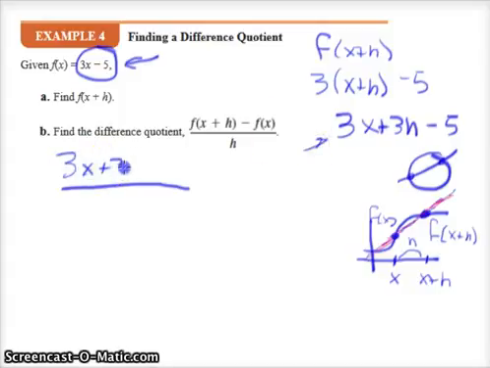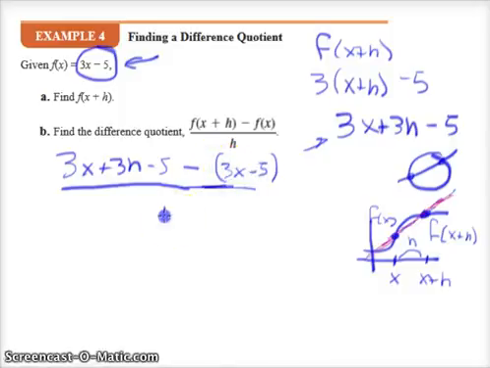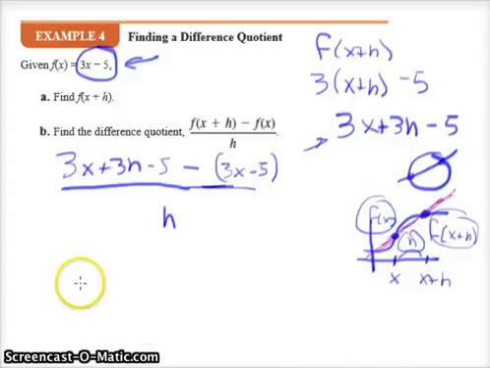3x plus 3h minus 5 minus f of x. f of x is, well, we're given it, 3x minus 5, okay? All over h. Now someone says, all that is just the slope of that red line, because it's the difference of the y's over the difference of the x's. You are a smart person.